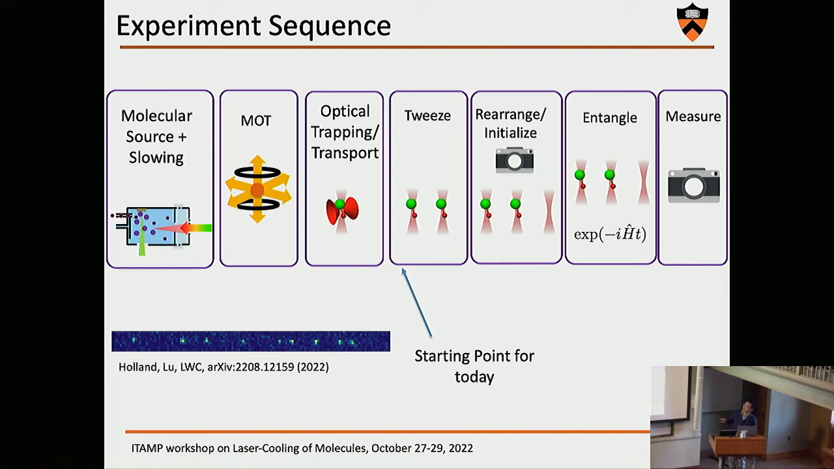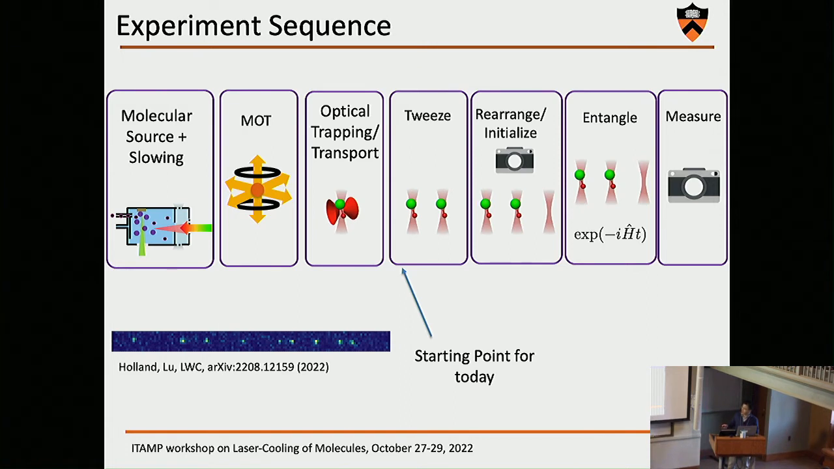We slow it down, make a MOT, apply various types of cooling, optical trapping. There's some acrobatics with transport, which I won't get into in the interest of time. We essentially move these molecules to where the tweezers are located and try to pick up single molecules out of this optical trap. So this actually is a bit challenging because these traps are actually smaller than a micron.